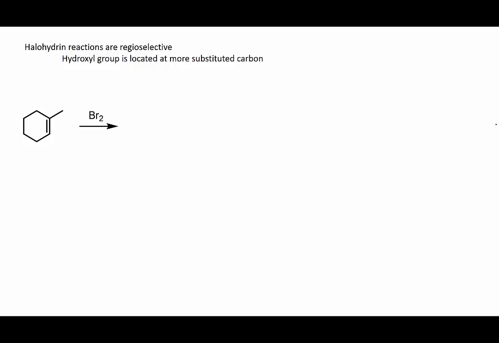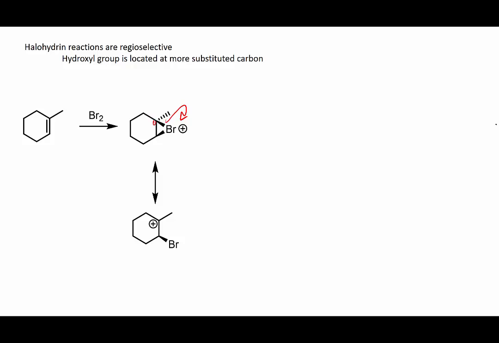Unlike halogenation reactions, halohydrin reactions are regioselective. The hydroxyl group will be located at the more substituted carbon. So let's think about why that occurs. First off, we're going to generate our bromonium ion. This is very similar to our mercurinium ion, where we have a resonance form, where this ring opens up and we generate a positive charge at the more substituted site.